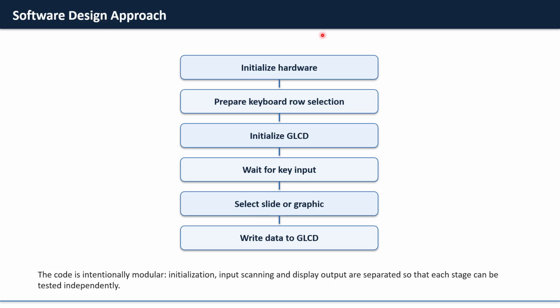The software design, the assembly code we have written, initializes the hardware, based on the ports and their configurations of the 8255. Then we prepare the keyboard row selection, then we initialize the GLCD, then we read the column through that row using bit masking and wait for key input, and then we select the slide or the graphic that is already saved in the RAM of our kit. Then that data is written to the GLCD using the 8255.